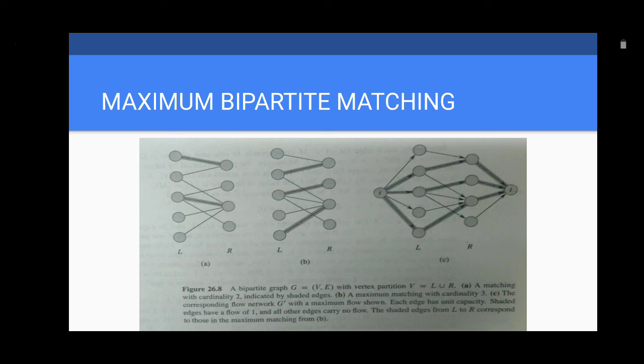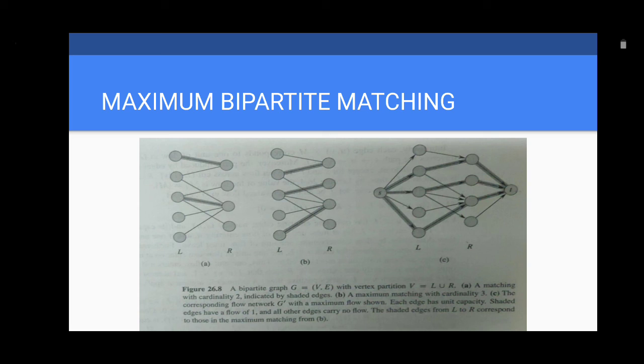matching, because if you try to add one more edge, then the definition of matching is violated. If I add an edge from this vertex to this, one of the vertices will have 2 edges incident, which is against the definition of matching. So the maximal matching in this particular graph is 3.